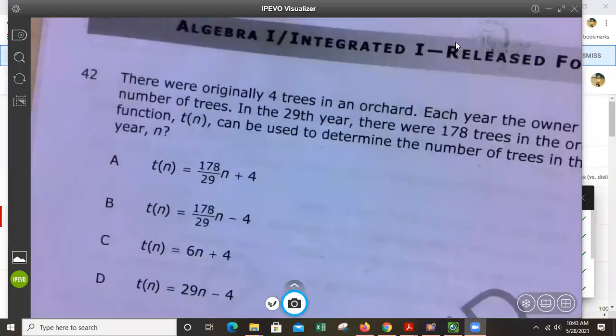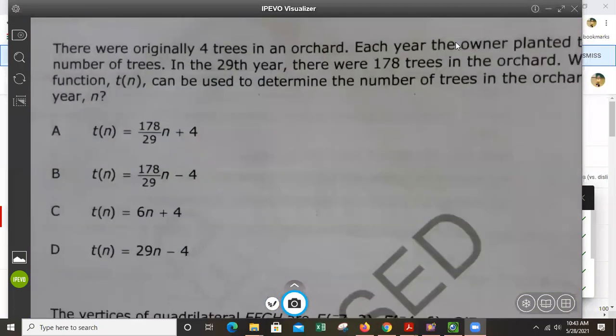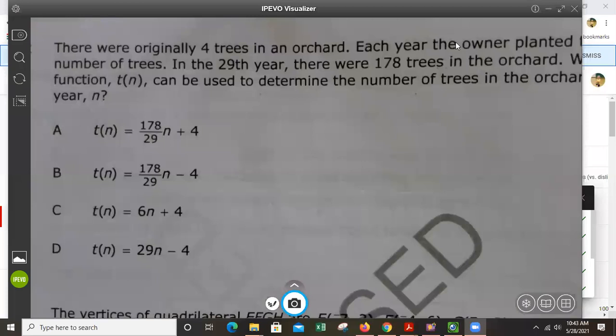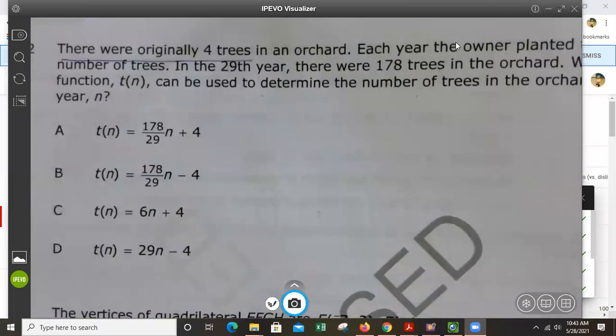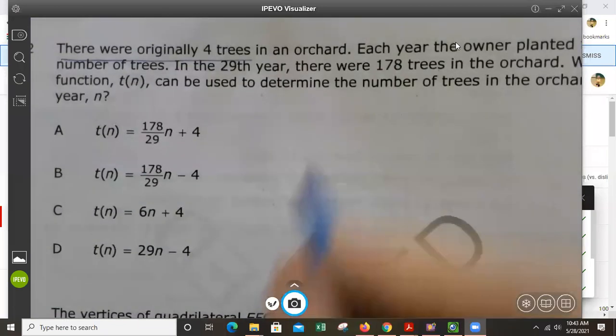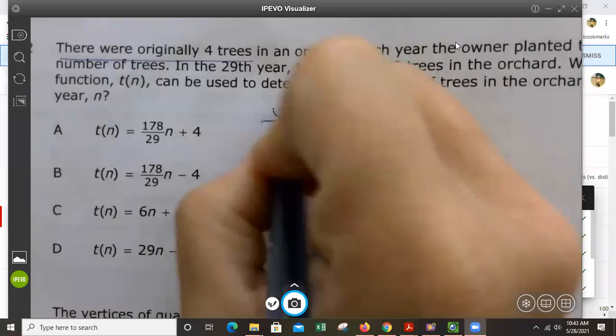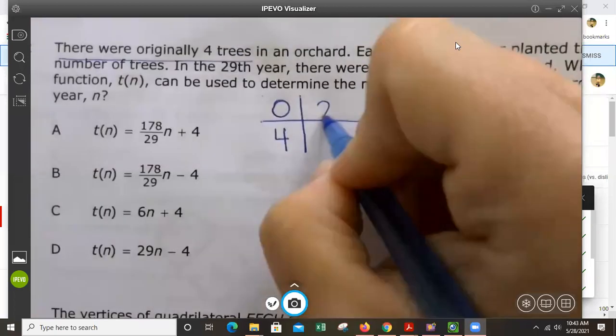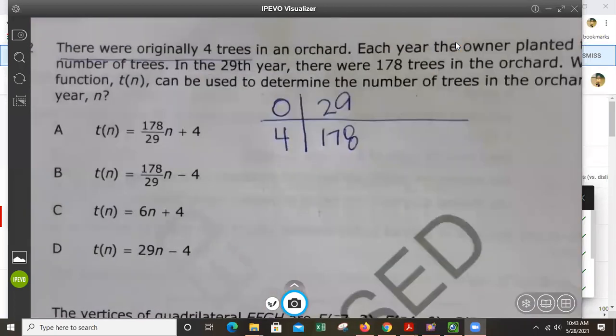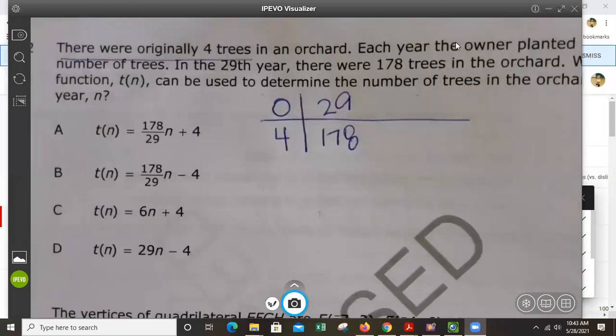All right, check out 42. We've done one like this already before. All right, the first problem says there are originally 4 trees in the orchard. That means they started with 4. Remember, our start is 0 and 4. Each year, the owner planted the same number of trees. In the 29th year, there were 178 trees. Which function can be used to determine the number of trees in the orchard in any year?